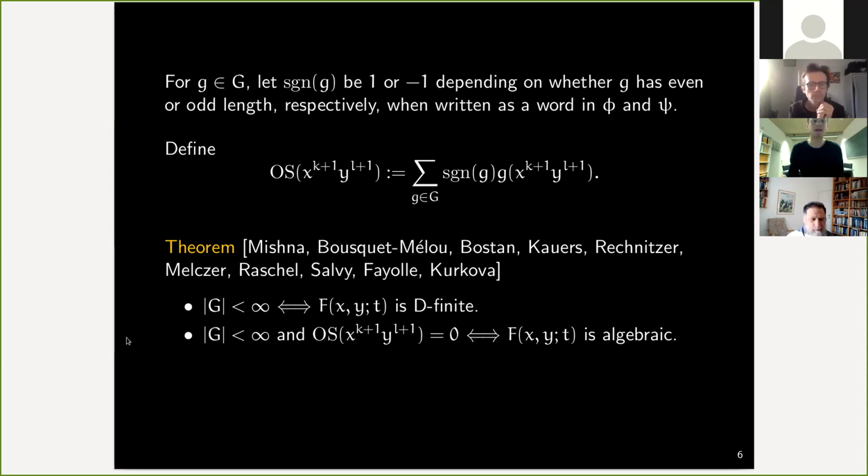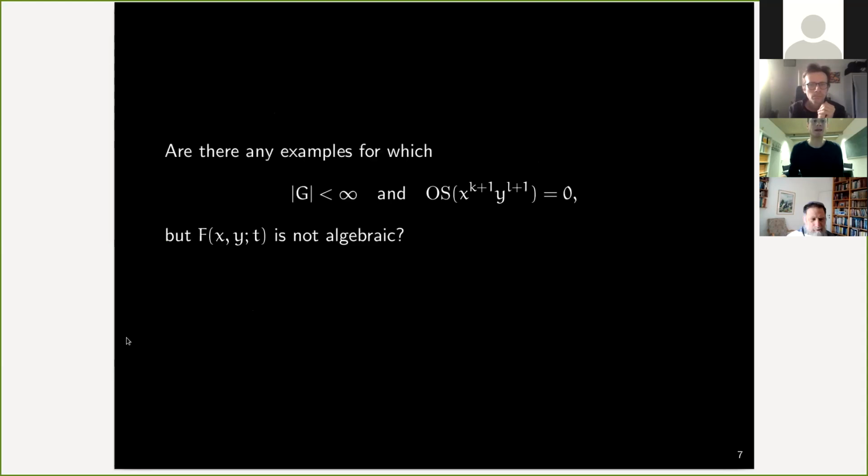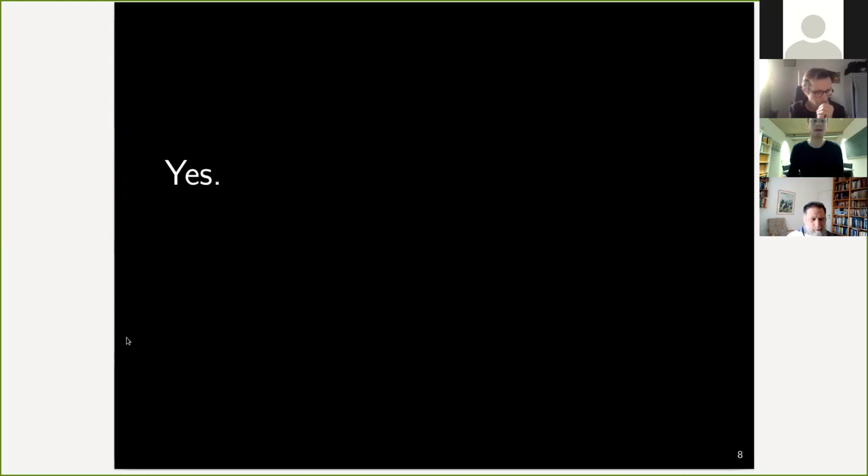This is quite remarkable, and we were wondering if there are any examples for which the group is finite and the orbit sum is 0, but the generating function is not algebraic. And the answer to this question is, of course, no, because otherwise the theorem would be wrong, but it still makes sense to ask how you can modify the assumptions of the theorem such that it does not hold anymore. So the answer to this question is yes, if we allow the starting point (k, l) to lie outside of the non-negative quadrant.